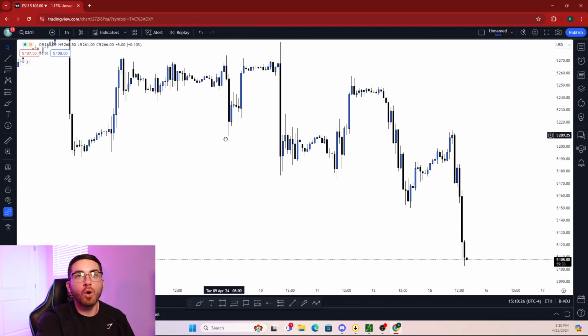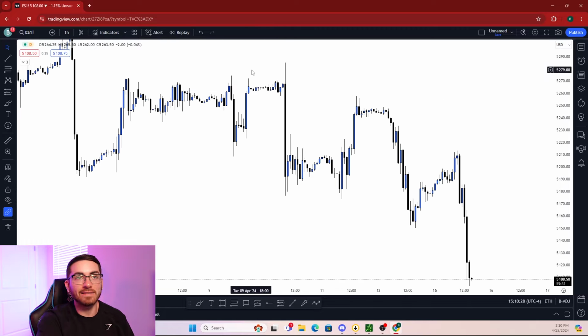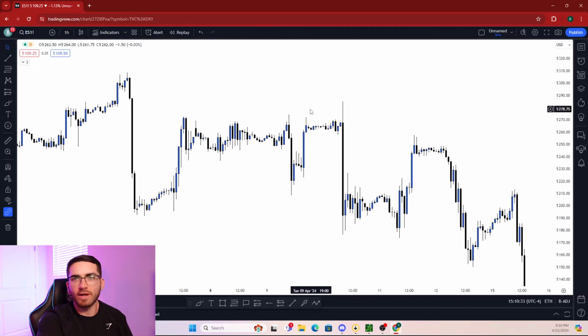So first, I want to go over how I find my key levels on futures. This will work in any futures market. It's just really up to you what futures you want to trade. Personally, I watch the S&P 500 futures as well as the NASDAQ futures. But this strategy also works in gold futures, oil futures, platinum futures, whatever it may be.